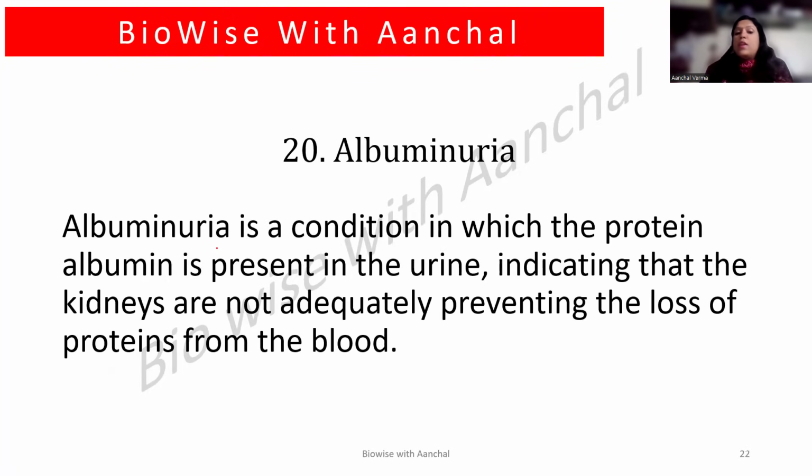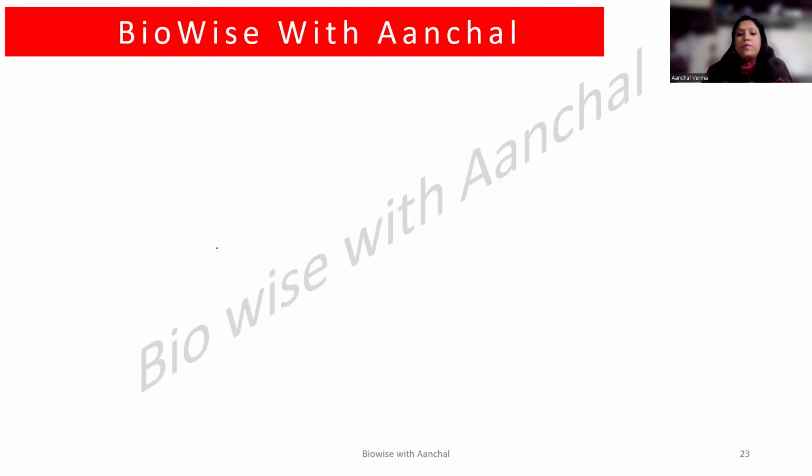Albuminuria. Albuminuria is a condition in which the protein albumin is present in the urine, indicating that the kidneys are not adequately preventing the loss of protein from the blood. That means the kidney is not filtering well, not functioning well.